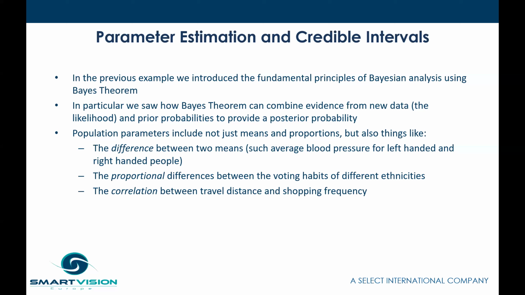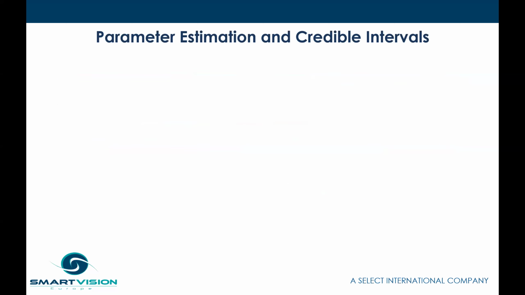Or the correlation between travel distance and shopping frequency. How often people shop in the supermarket as a function of how far away they live from it. So this parameter that you're trying to estimate isn't just an average. It could be the difference between averages. It could be a proportional difference. It could be a correlation. It could be anything. So there's lots of different possibilities, depending on the test that you're running.